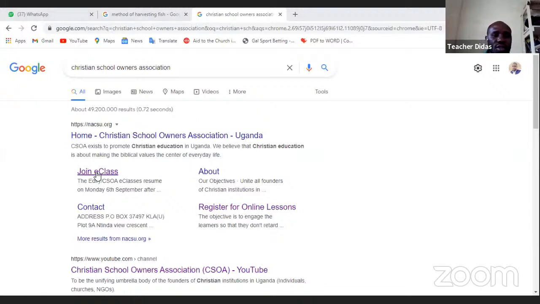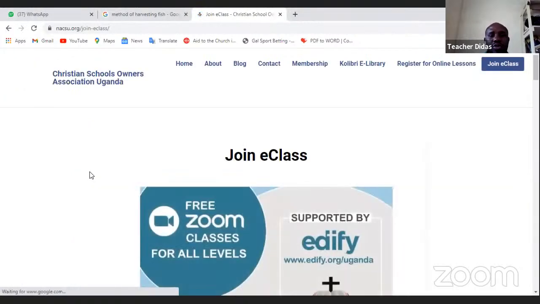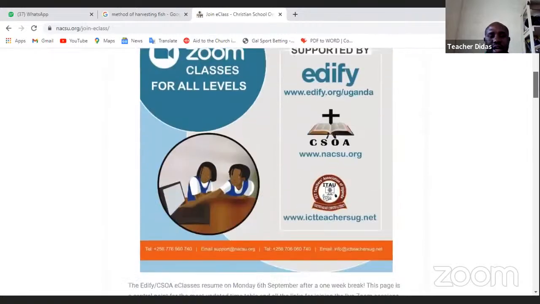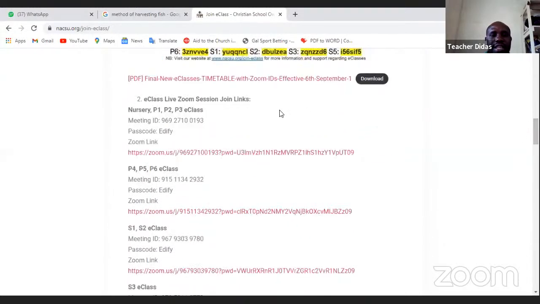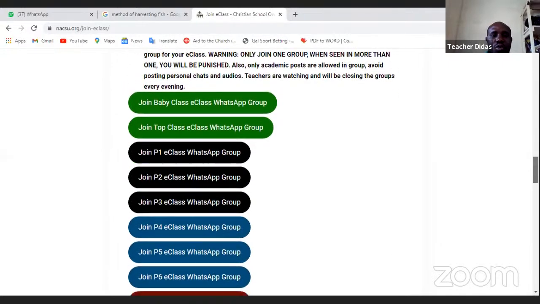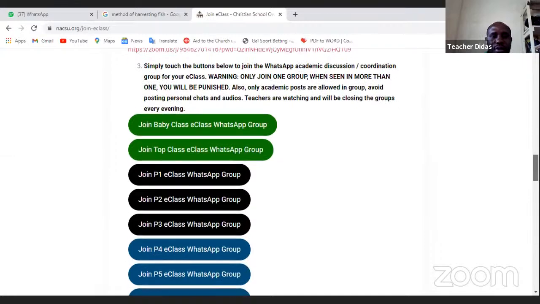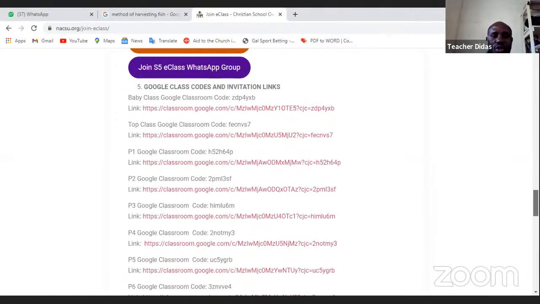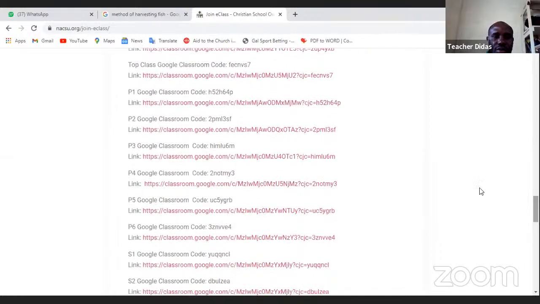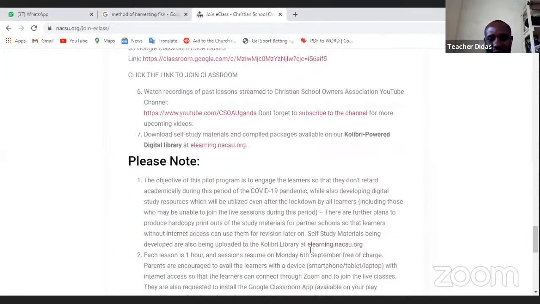When you go there, you'll find the words Join e-class. When you click on that, it will take you to this display. When you reach there, you'll find very many things. One, the timetable is there, so you can download it. Two, the links are there which you click to join the classes, but we have them in WhatsApp. There are WhatsApp groups for every class. If you want to join P3, you join that one; for P4, you join that class. Then there are the codes. If you want to join the Google Classroom for P3, it is here. You click there, join and be able to see the work. Thank you very much.